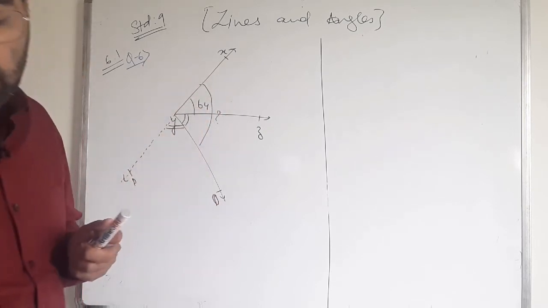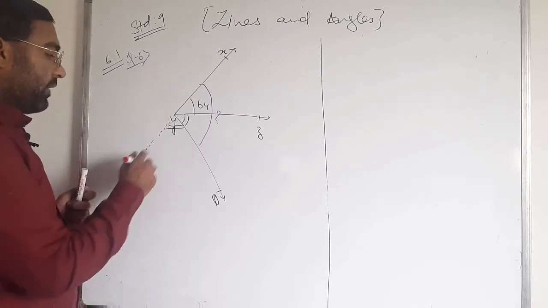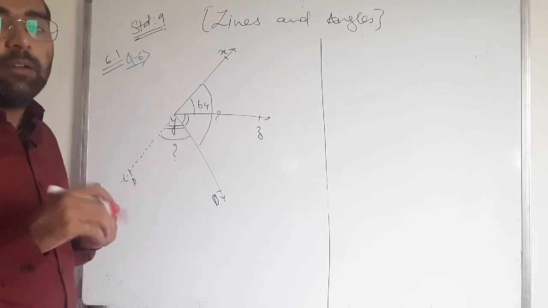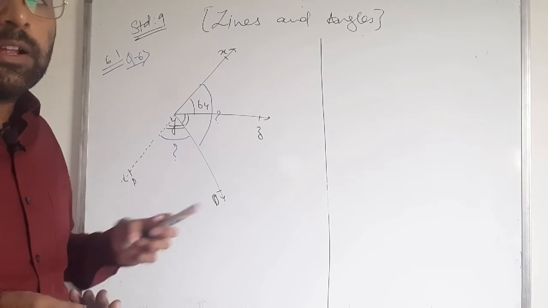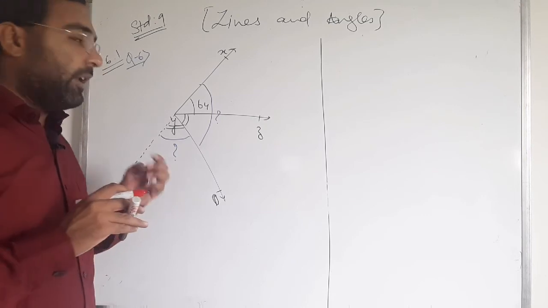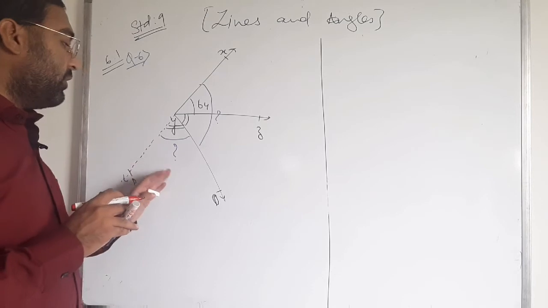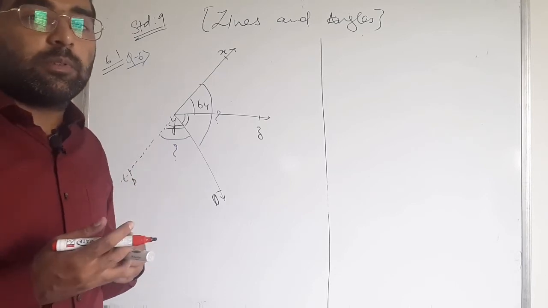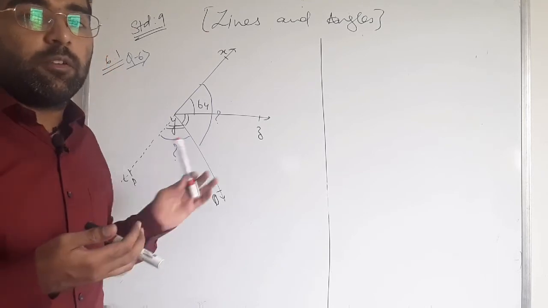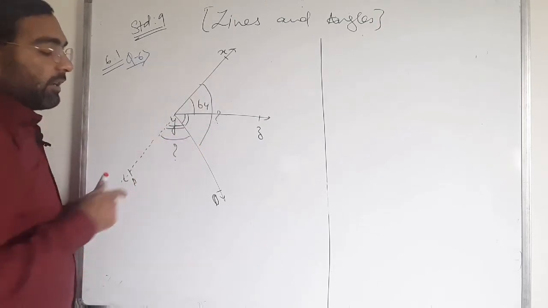And the reflex of QYP. For the reflex of this we first need QYP. After that we have to find the reflex of it, because from the first question we know that. First we want that angle, after that we subtract it from 360 degrees, so we get the reflex angle. So I want all of this angle and this part of the angle.